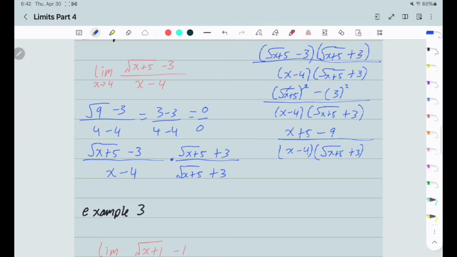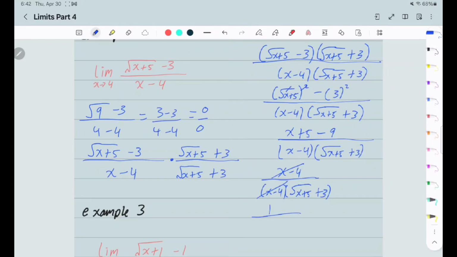Now if I further simplify, I start to notice that the top becomes x minus 4 over x minus 4 times root x plus 5 plus 3. Now this thing can be simplified easily. How? Because this x minus 4 cancels this x minus 4, and then I'm just simply left with 1 over root x plus 5 plus 3.